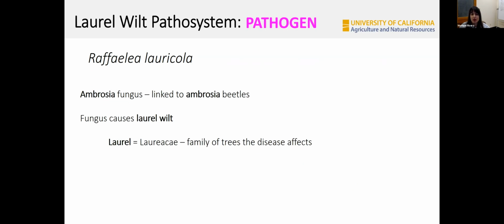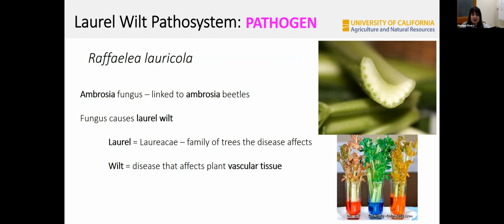It gets its name, laurel, from Lauraceae, the family of trees that the pathogen attacks. And then wilt, because you see this wilting characteristic in the leaves to begin with, and that's because the fungus affects the plant's vascular tissue. Vascular tissue can be somewhat of a jargon word if you're not familiar with it, so that's why I have these slides here.